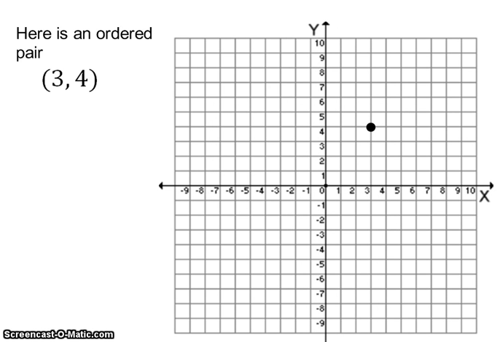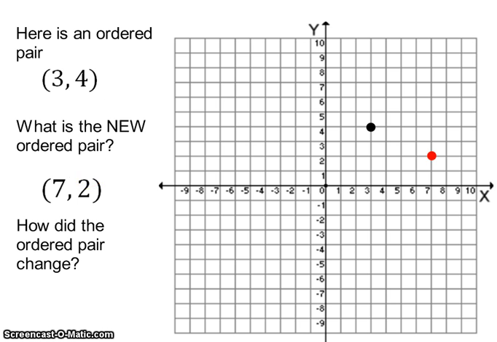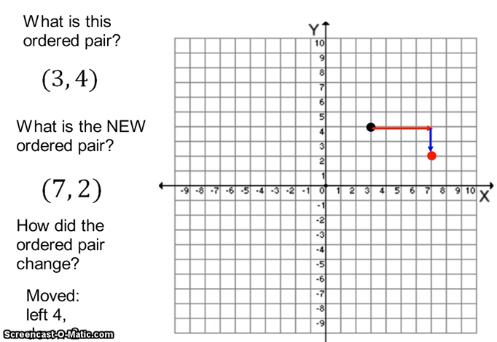Here's an ordered pair. As you can see, it's 3, 4. Take a look at the red dot that's on the page now. What's the new ordered pair? If you said 7, 2, you'd be correct. How did this ordered pair change? The ordered pair moved. It went left 4 spaces and down 4.